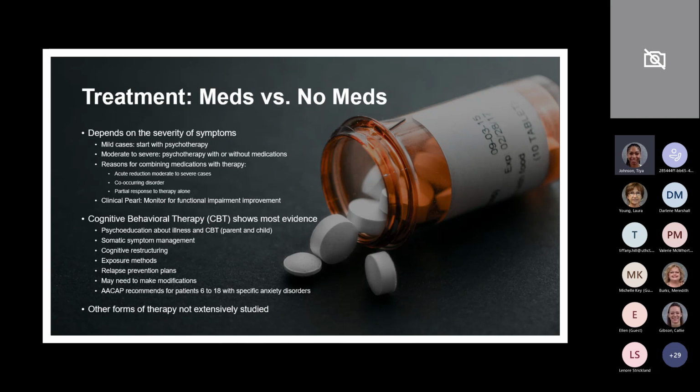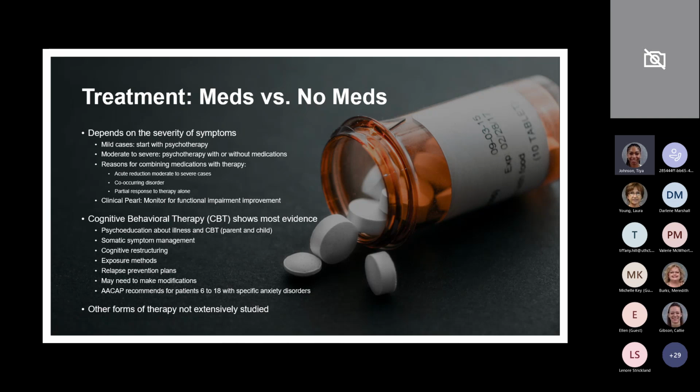Now, as far as treatment for anxiety, cognitive behavioral therapy, or CBT, shows the most evidence for treatment of anxiety disorders. And the components of cognitive behavioral therapy include psychoeducation about the illness, and cognitive behavioral therapy with parent and child. CBT includes somatic symptom management skills training, cognitive restructuring, exposure methods, relapse prevention plans. And then with CBT, the therapist may have to make some kind of modifications for specific diagnoses.